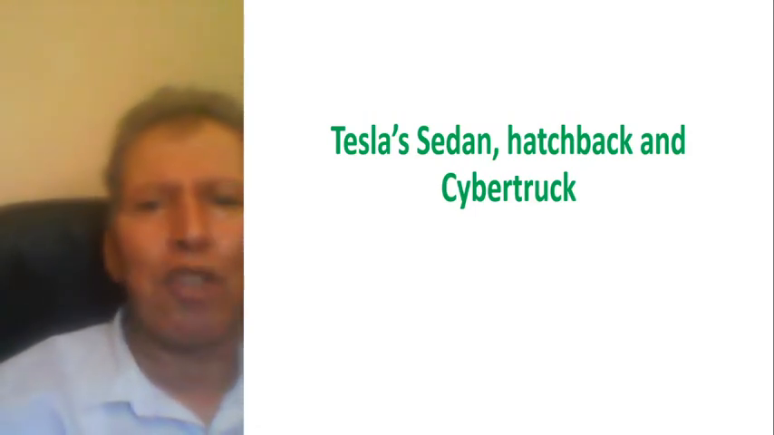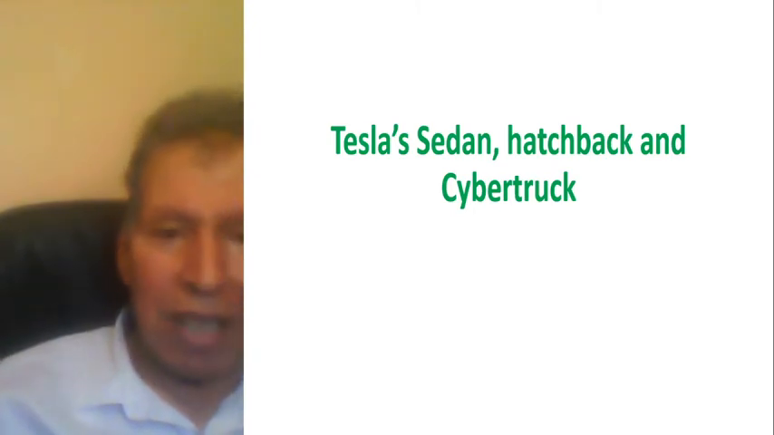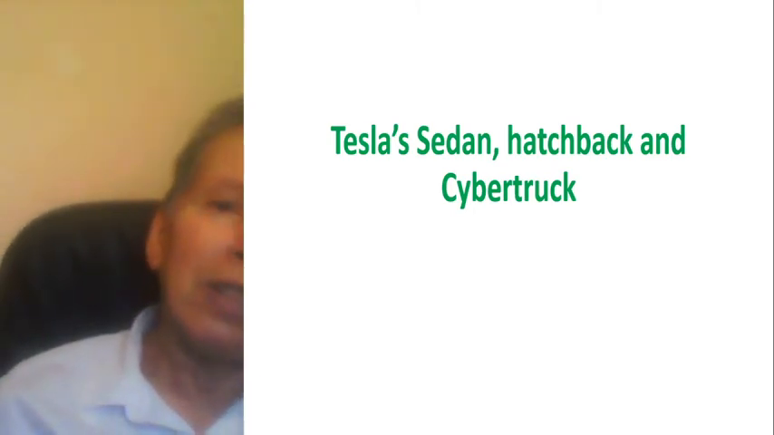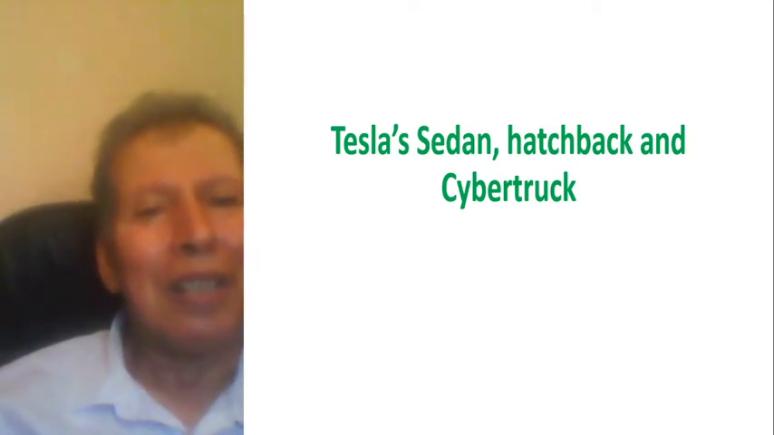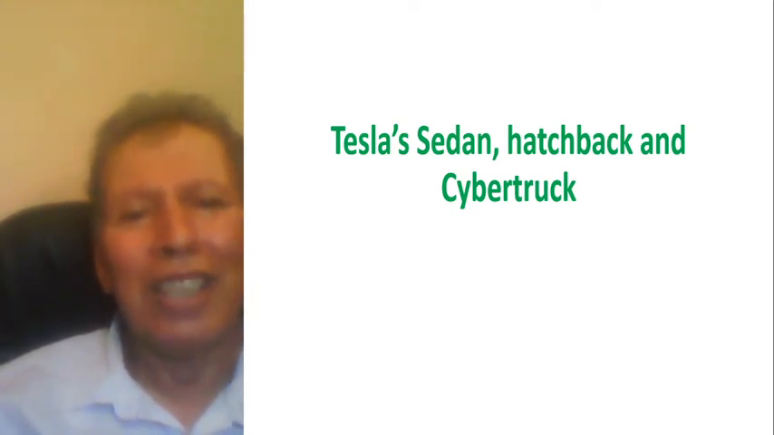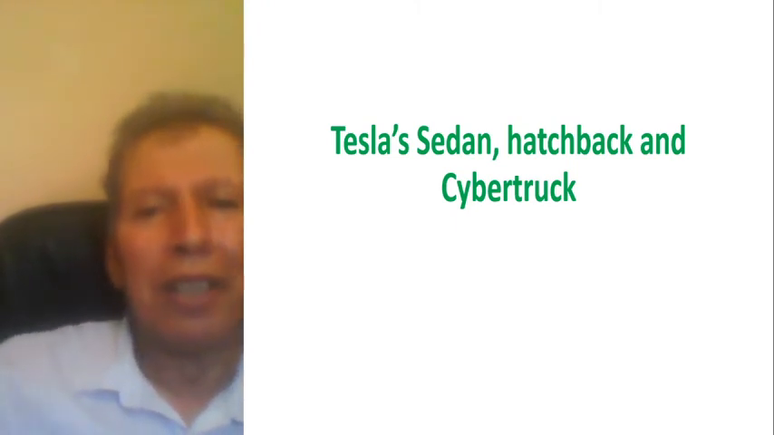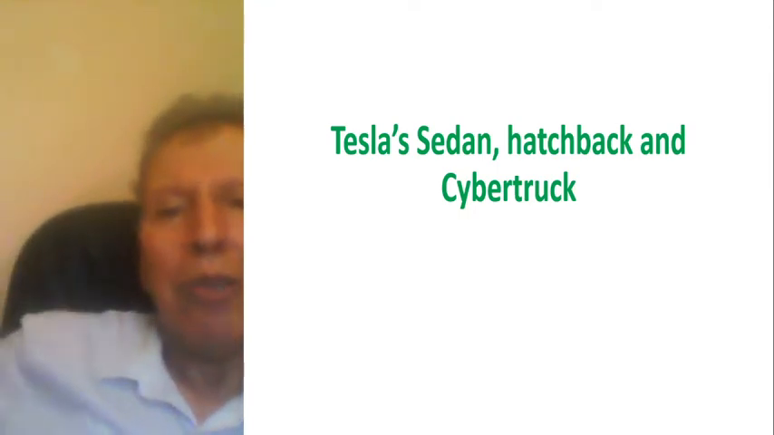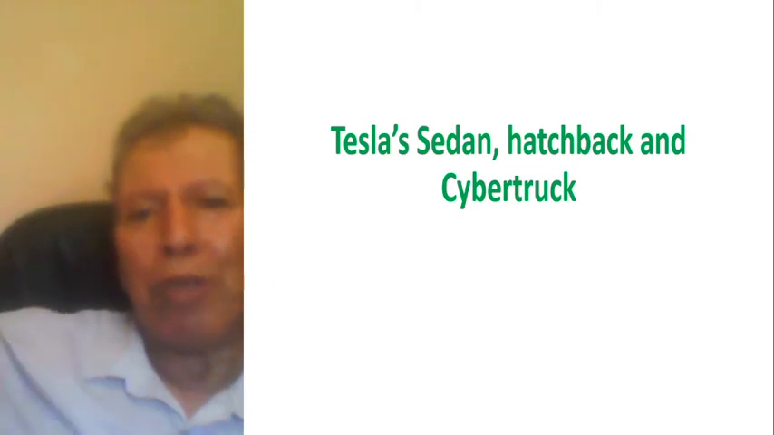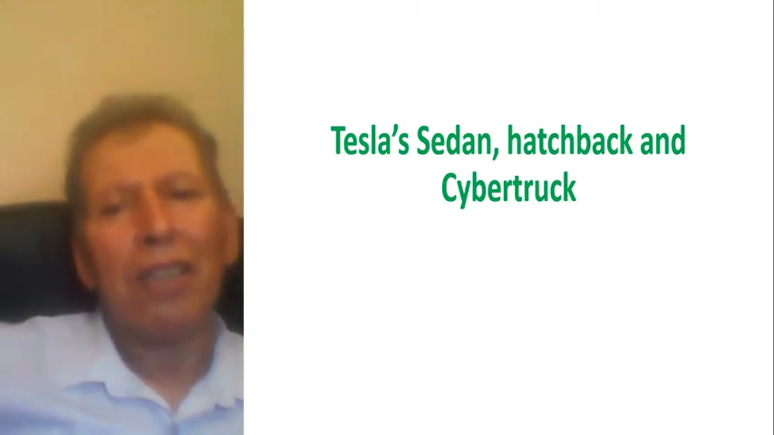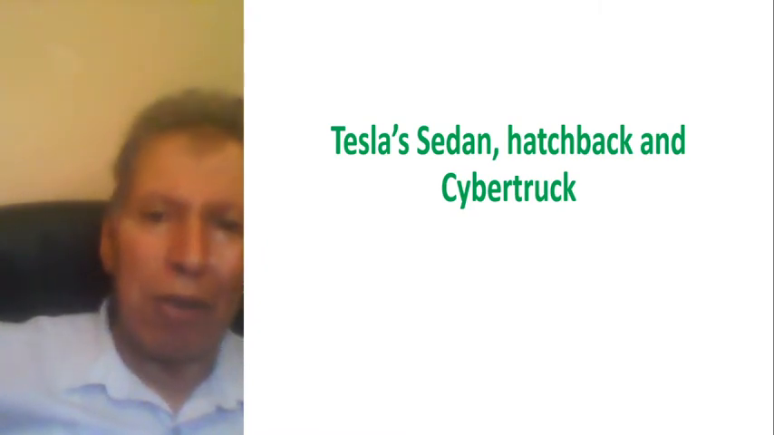Tesla sedan, hatchback, and Cybertruck. Tesla is the company of Elon Musk, the American from California. A sedan is a kind of car with four doors and with a separate trunk lid, and the hatchback, in which the rear window plus the trunk are together, and the Cybertruck.